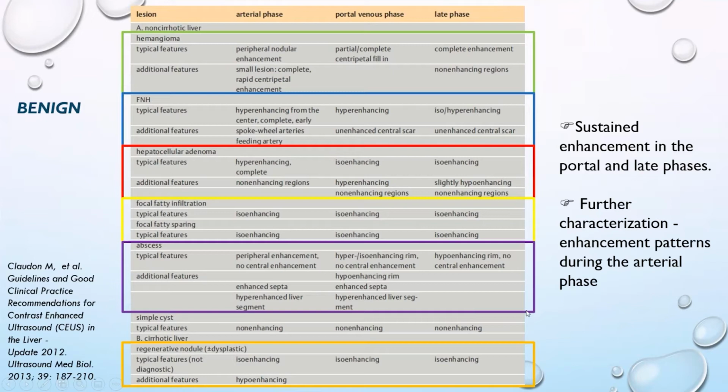This is a table regarding the benign focal liver lesions. And we actually use the arterial phase for further characterization. So we use the enhancement patterns that we have during the arterial phase to establish what kind of lesion we are facing.